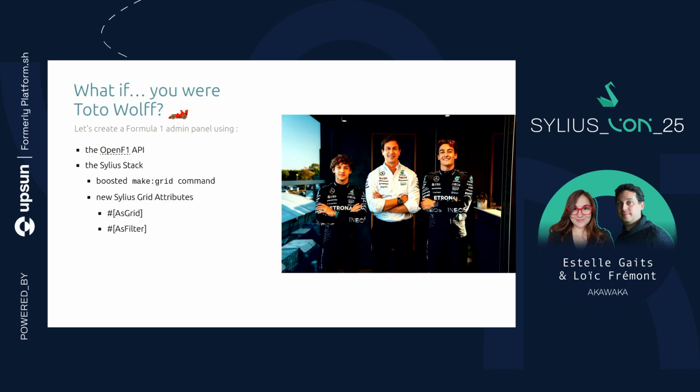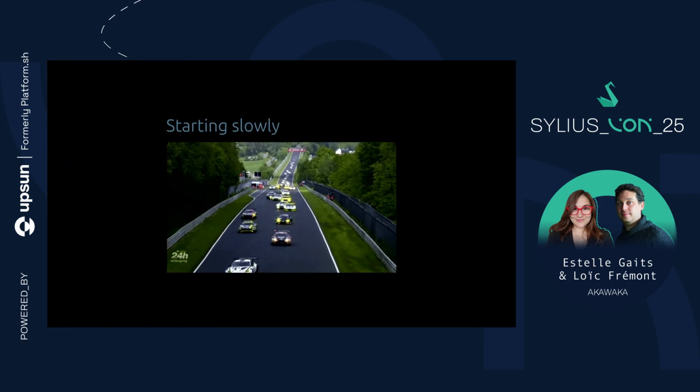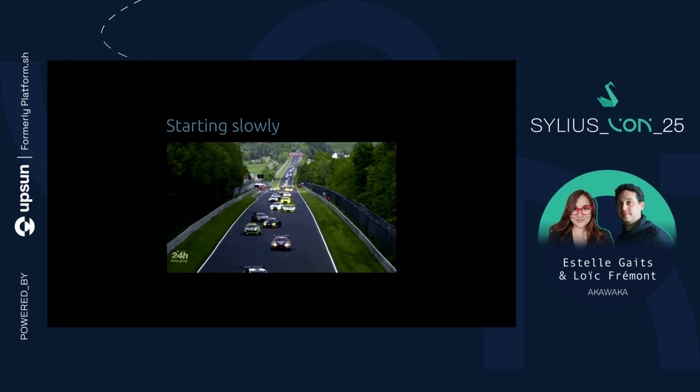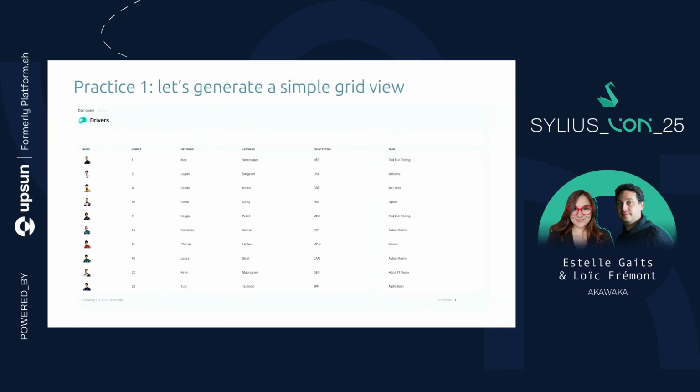And we're going to showcase 3 main things. So the make grid command has been improved, and 2 brand new attributes, AsFilter and AsGrid. So we're going to take it easy, start slowly. I don't want to wake you up too much in the afternoon. So the first thing we want to do is to have a grid, so a list of drivers, plain and simple. I just want their name, their pictures, and I'm happy. How do I do that?